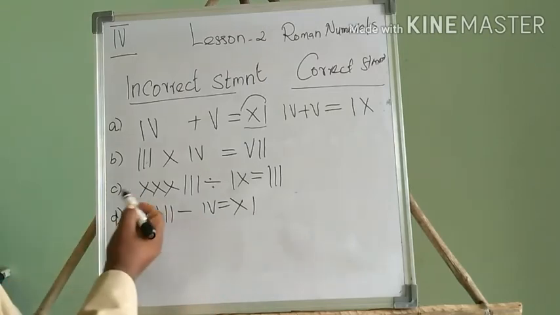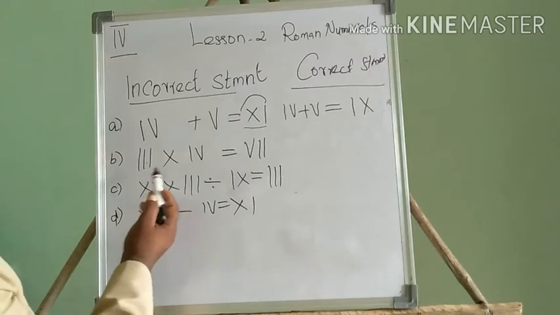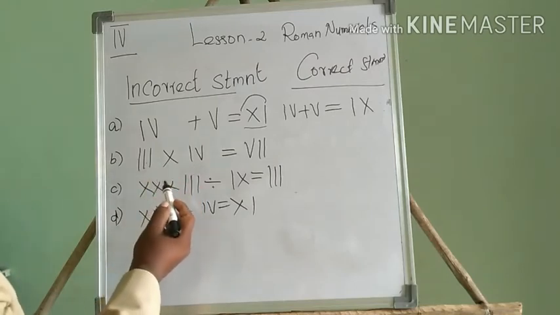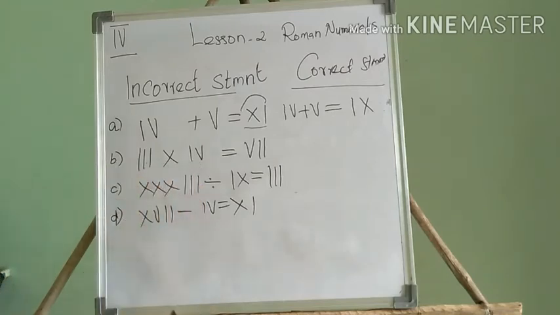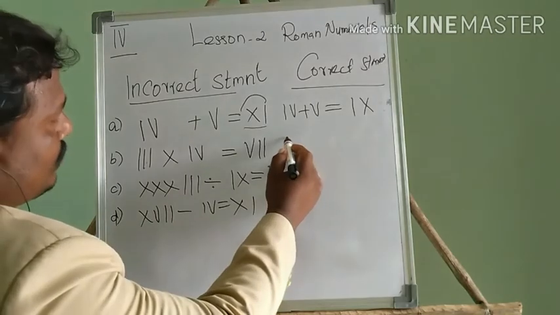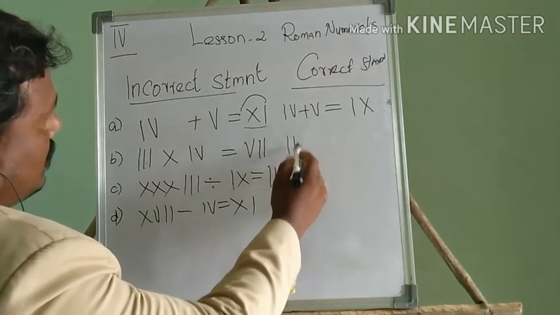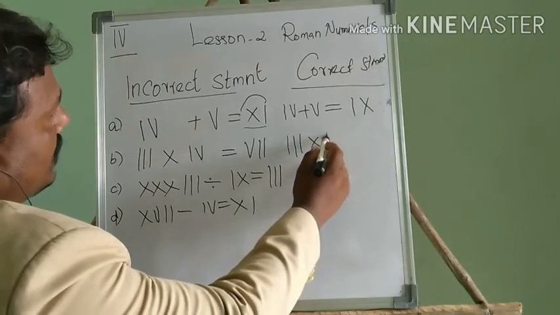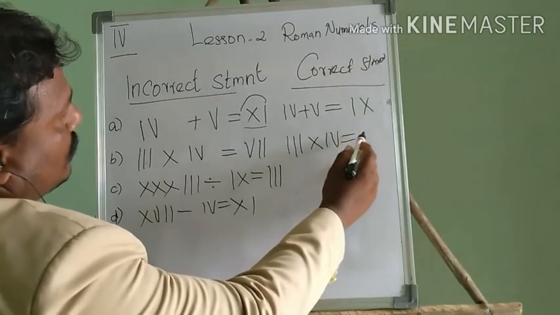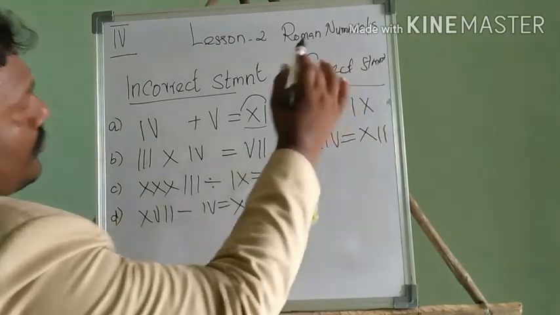Then the second one, multiplication, 3 and 4. So 3 fours are 12, but they have given 7. So 12, how do we write? 3 multiplied by 4 is 12. This is the 12.